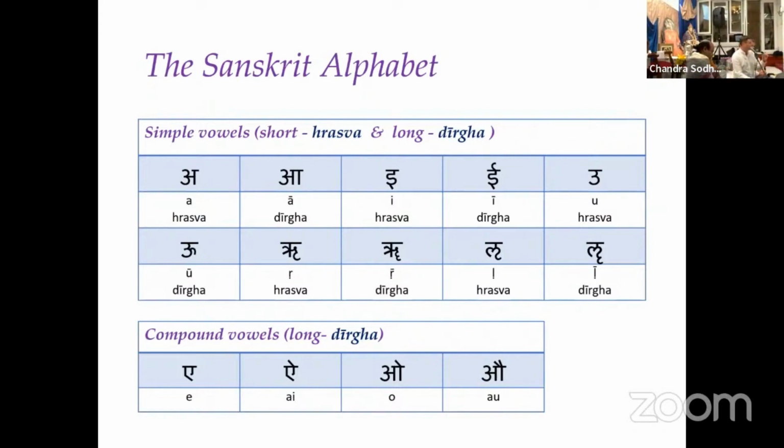duration. So a is the short vowel, a with this horizontal line above means the long or dirgha, 2 units of time in duration. Compound vowels are all dirgha, are all long. So e, ai, o, au. So whenever in text we don't see this horizontal line but we see these compound vowels, we are also pronouncing them as 2 units of time syllables. Okay, so e, ai, o, au.